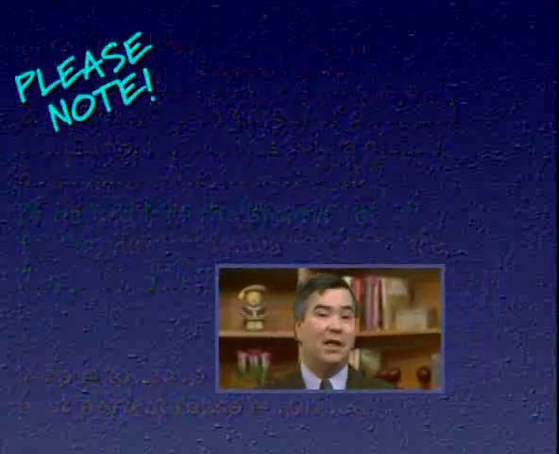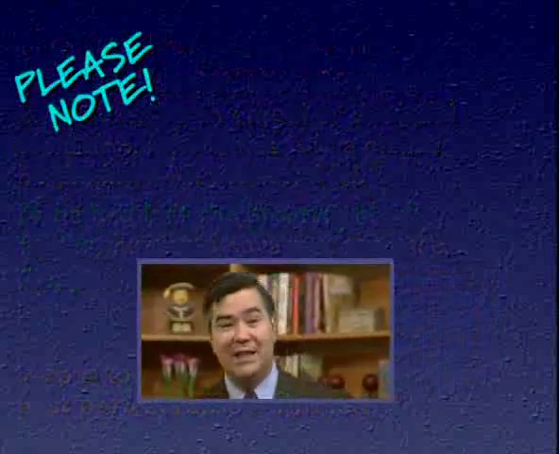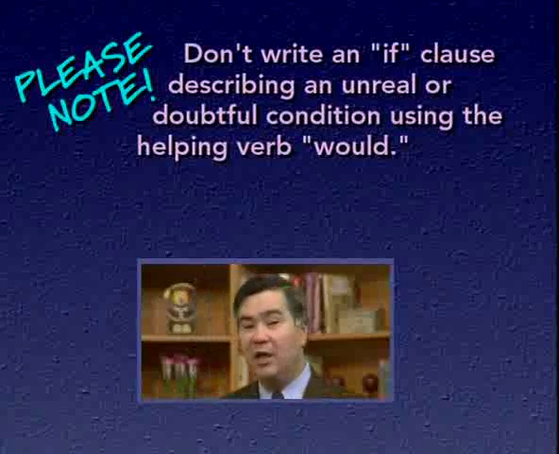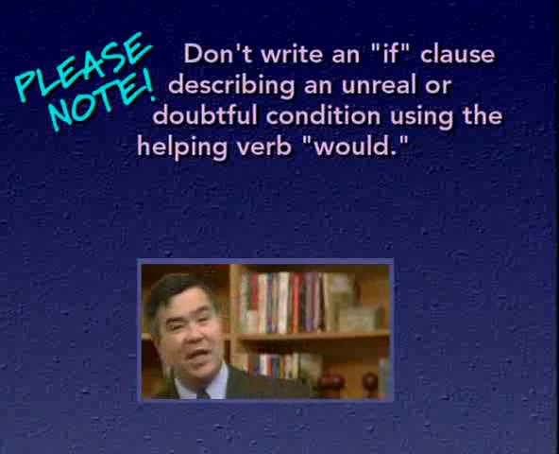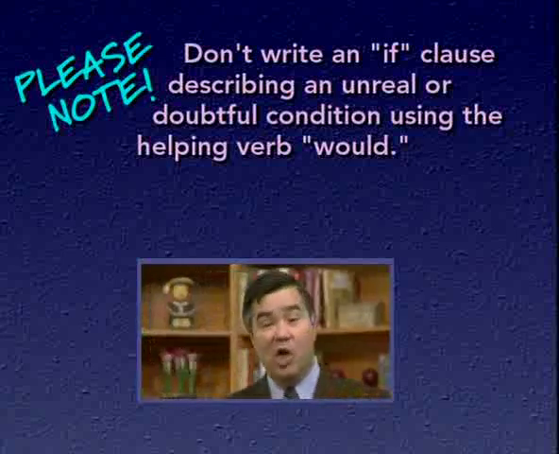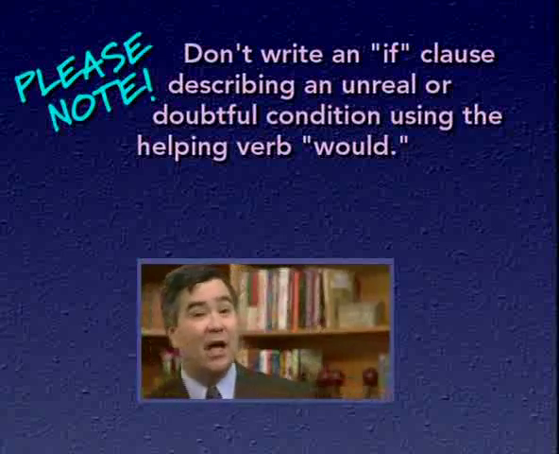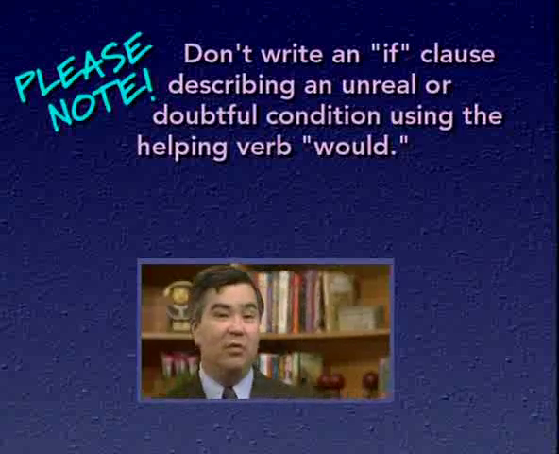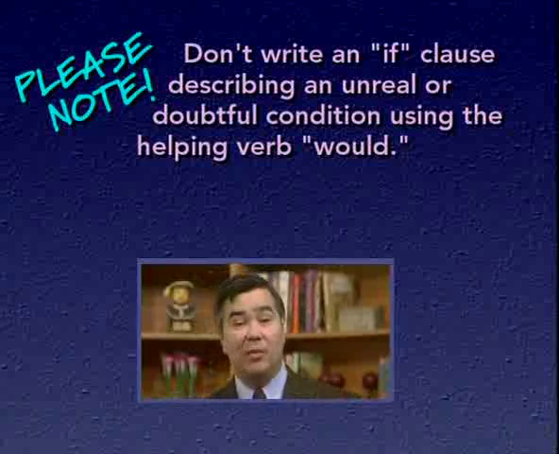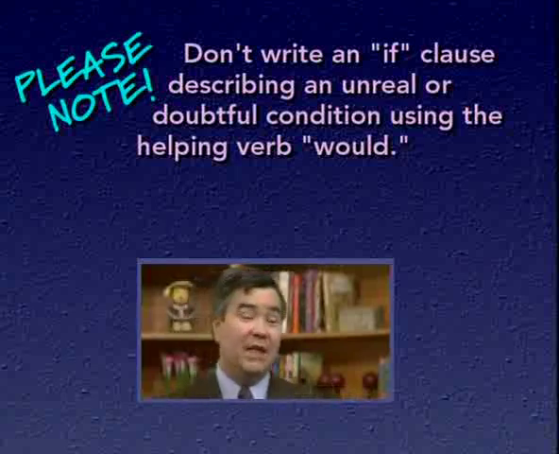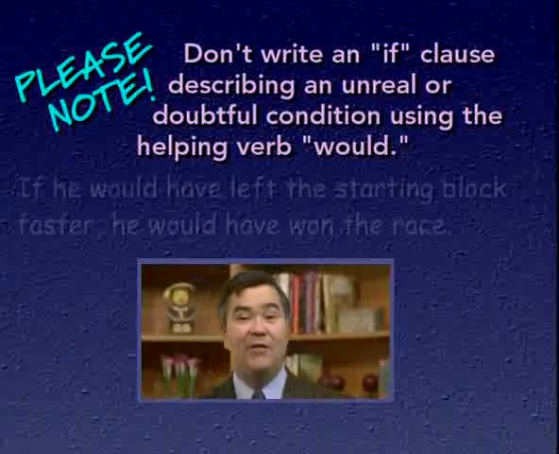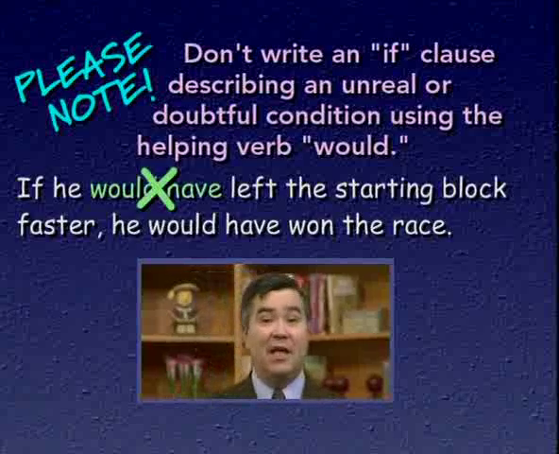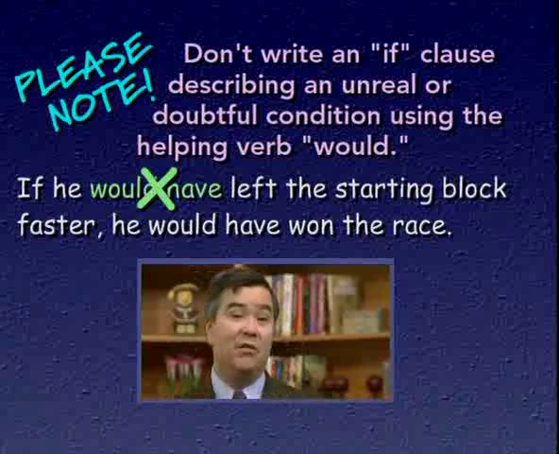One confusion that people sometimes fall into is writing an if clause describing an unreal or doubtful condition. They throw in the helping verb would sometimes, and that's not right. When you're writing this if clause, you use the subjunctive mood verb and you don't use the helping verb would. So, for example, sometimes people might say, if he would have left the starting block faster. That's incorrect. That's not the right way to form the subjunctive mood.